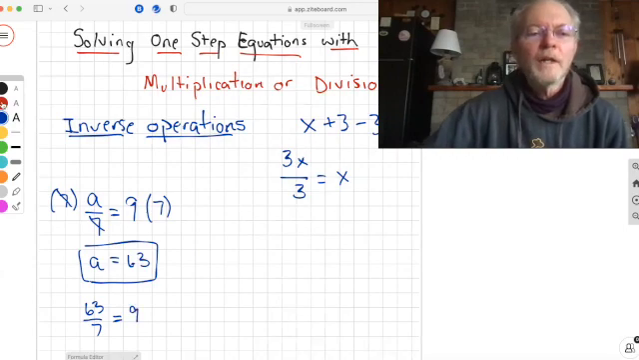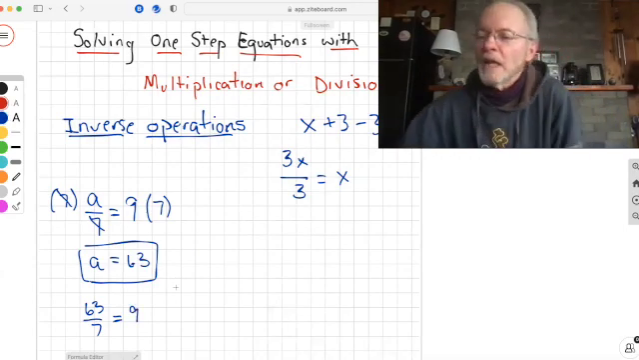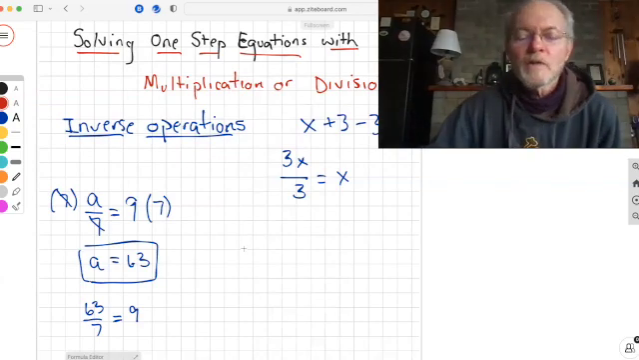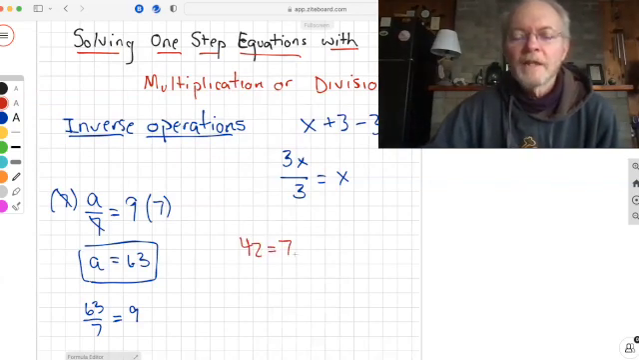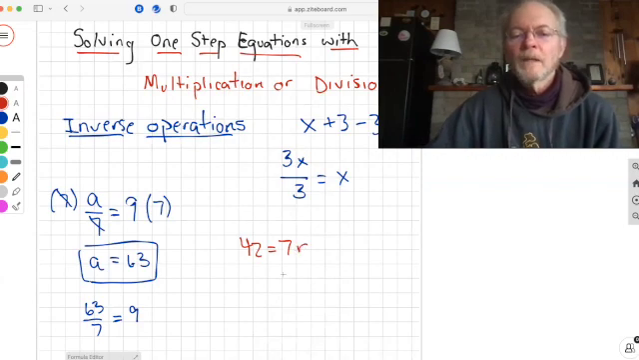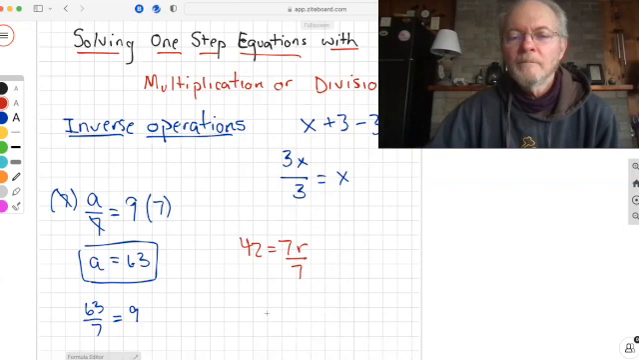Let's try another one where we start with multiplication and we undo it with division. Suppose I have 42 is equal to 7r. Well, 7r means 7 times r. If I want to undo what's happening to the variable here, I will just divide it by 7. And I have to do that also on the other side of the equation.